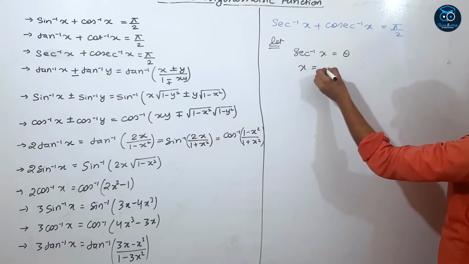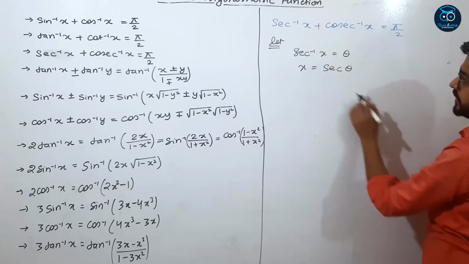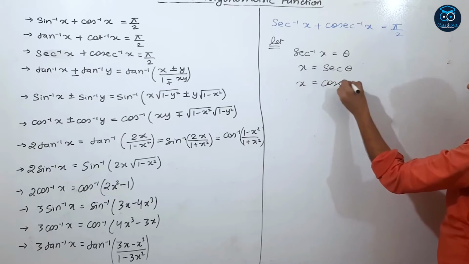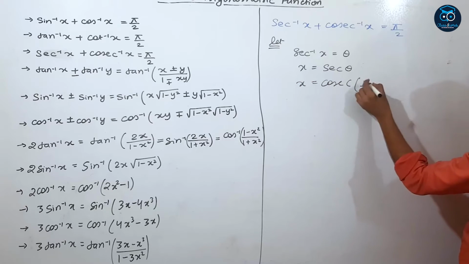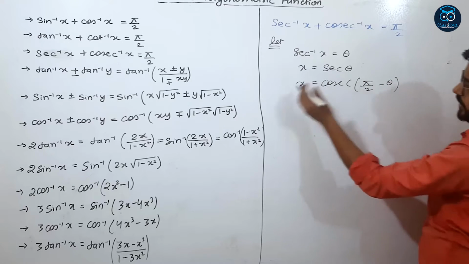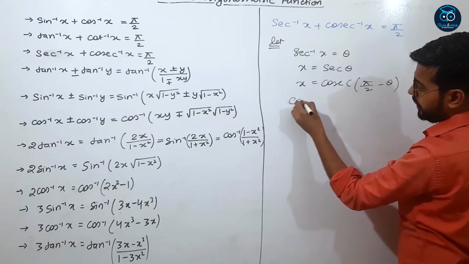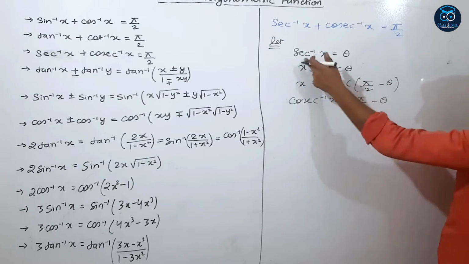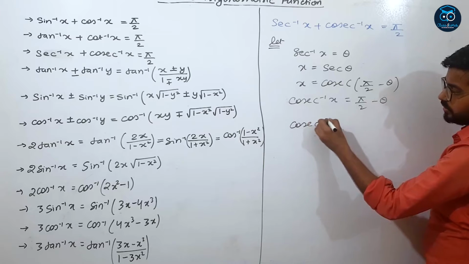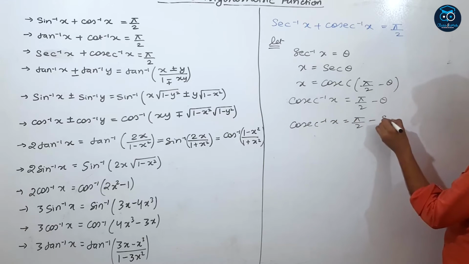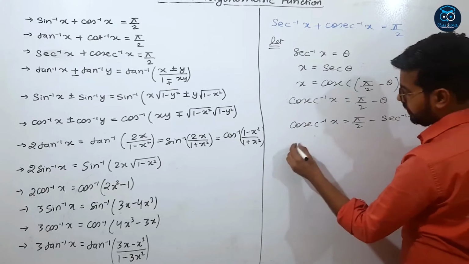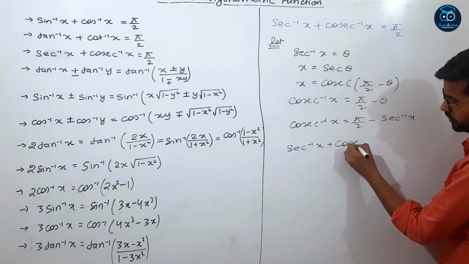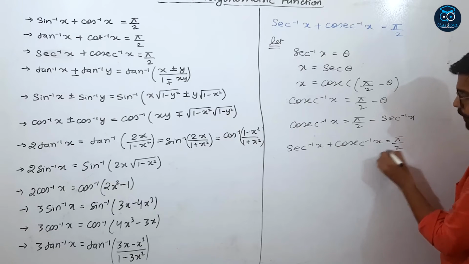From this we can get the value of x, that is sec theta, and if we have to convert this sec function in terms of cosec, we get cosec pi by 2 minus theta, and we can transpose this cosec term and we get cosec inverse x equals pi by 2 minus theta. Now we can substitute the value of theta equals sec inverse x, and if we transpose the value of sec inverse x, we get sec inverse x plus cosec inverse x equals pi by 2.